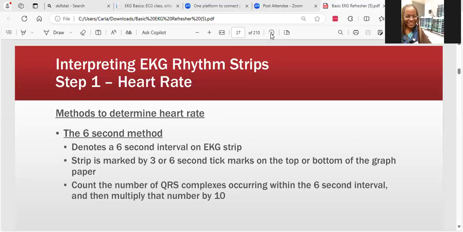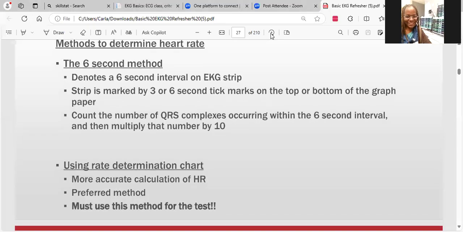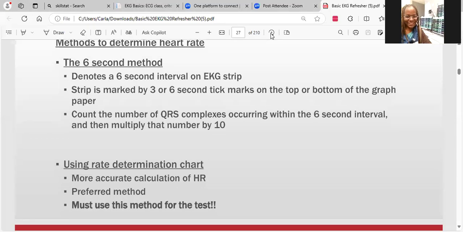There's multiple methods to determine the heart rate. In a 6-second strip that is typically marked by a tick mark at the bottom or top of the paper, you're going to count the number of QRS complexes occurring within a 6-second strip, and then you're going to multiply by 10. This method can be used accurately for heart rate.